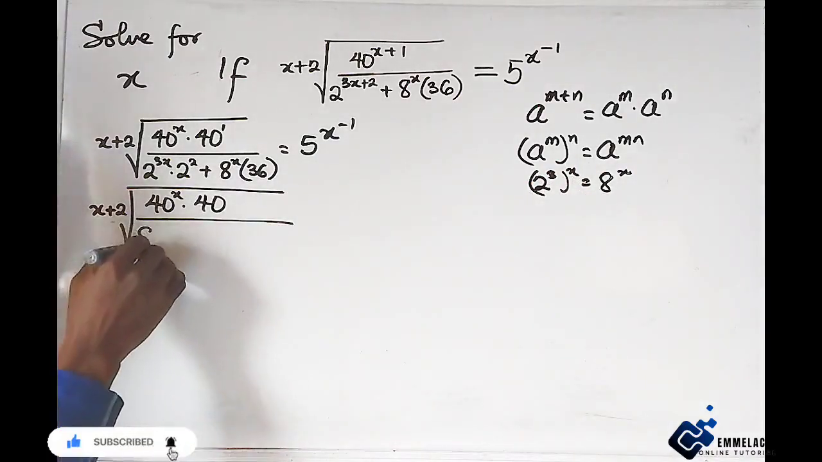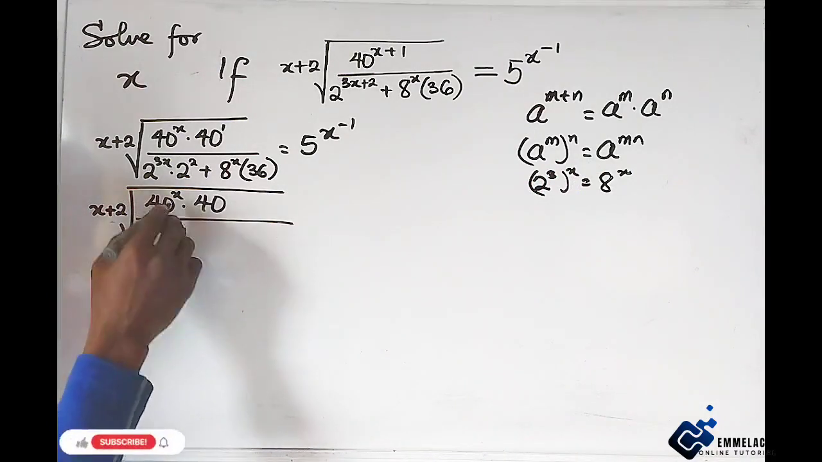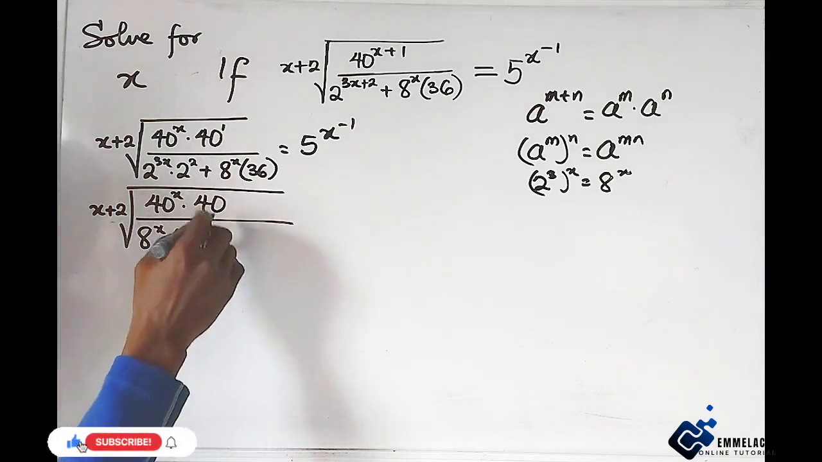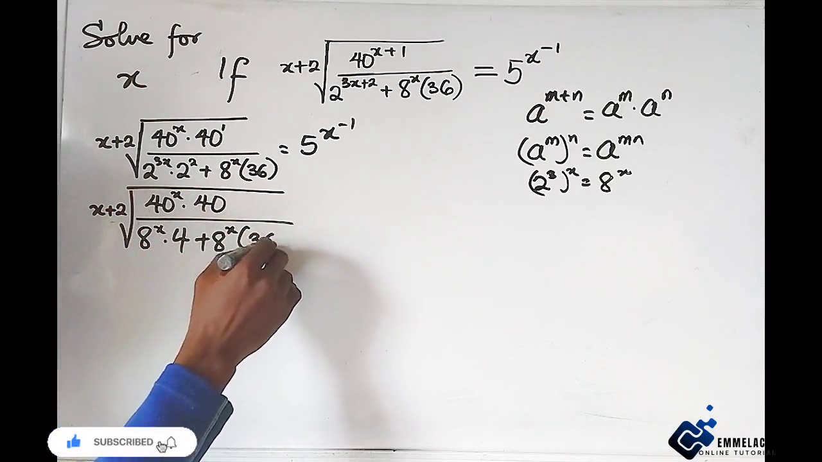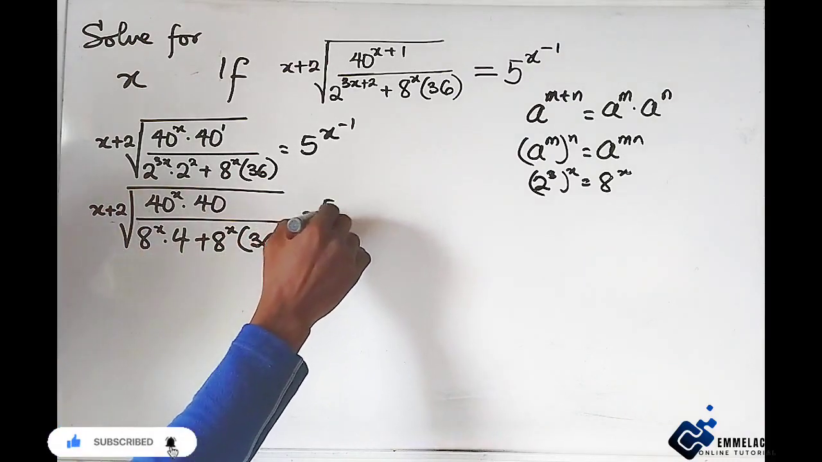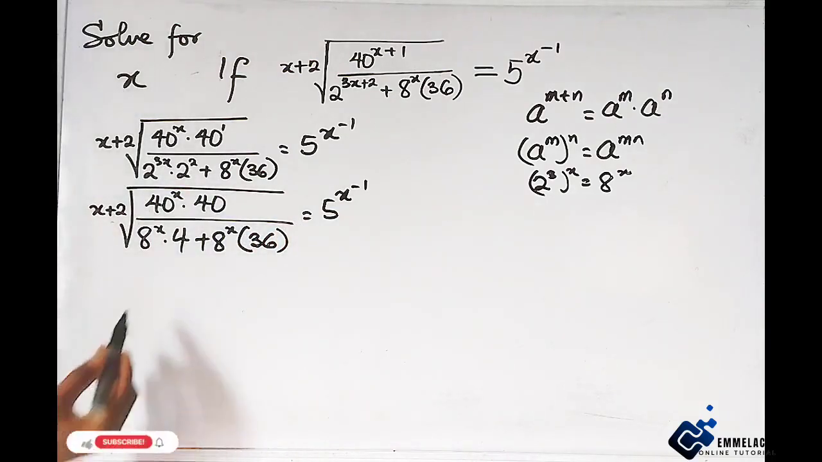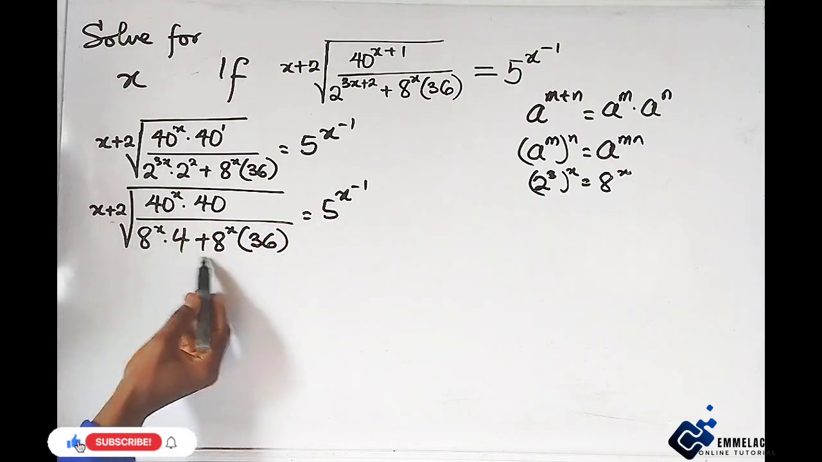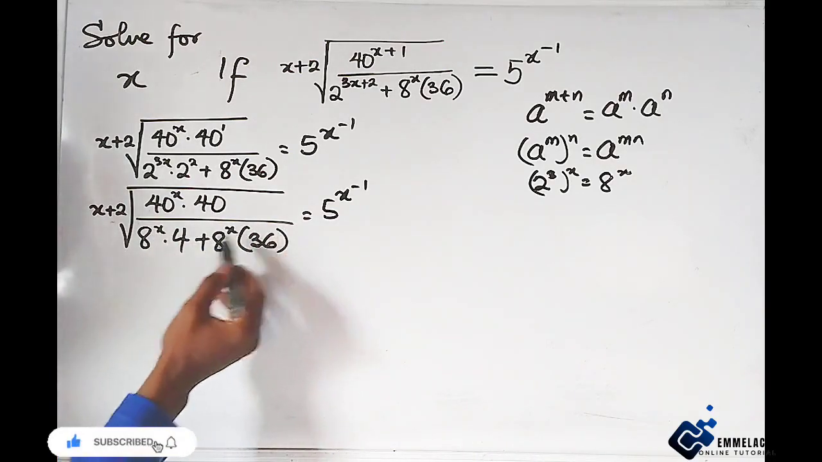So here we have 8 raised to the power of x times 4, because 2 raised to the power of 2 is 4, plus 8 raised to the power of x times 36, all equals 5 raised to the power of x, raised to the power of minus 1. Now you can see from the numerator that 8 raised to the power of x is a common factor between the two expressions.